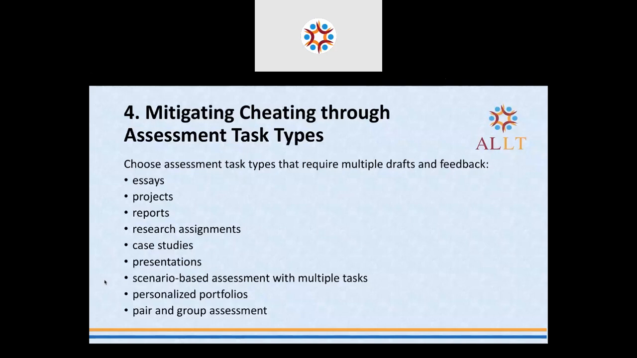And there were a couple of other assessments related to that scenario as well. So a scenario-based assessment is a good thing to do. Personalized portfolios, where the students have to write about their assessment, their experiences, and what they learned, are another good way to mitigate cheating. And the use of peer and group assessment.